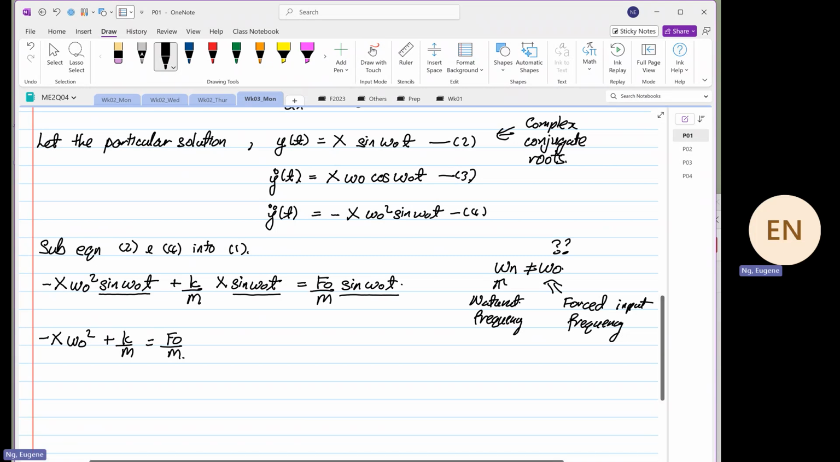So I have an x missing. Going to factor out the x, or take out the x. So this thing will be k over m minus omega naught squared.